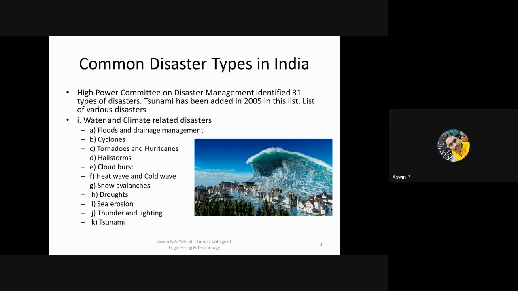So the effect of the tsunami, you can see in the figure, is a high tide coming from the sea due to repeated earthquakes inside the sea. After 2005, we have not yet faced such an incident, as we are lucky.